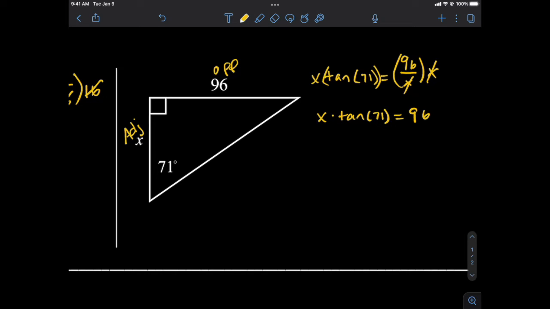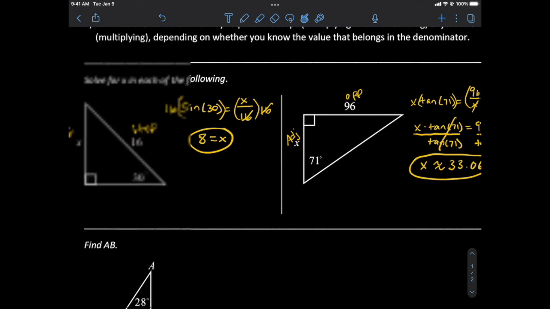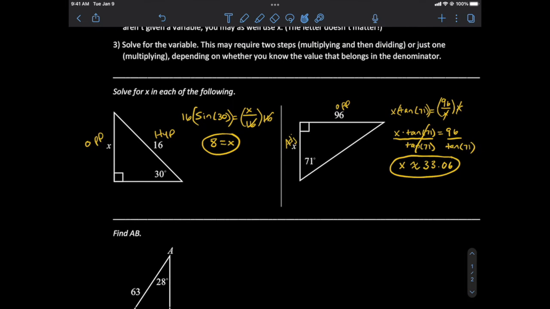Hard as it is to believe, tan of 71 is actually a number, and it's a number that's being multiplied by x. If we're solving and we want to undo multiplication, we divide. So to get x, we just do 96 divided by tan of 71 in our calculator, and that gives us approximately 33.06. All right, so obviously having x in the denominator makes a little bit more work for us in the solving process, but it's just one more step, right? Instead of just multiplying, we're multiplying and then dividing.